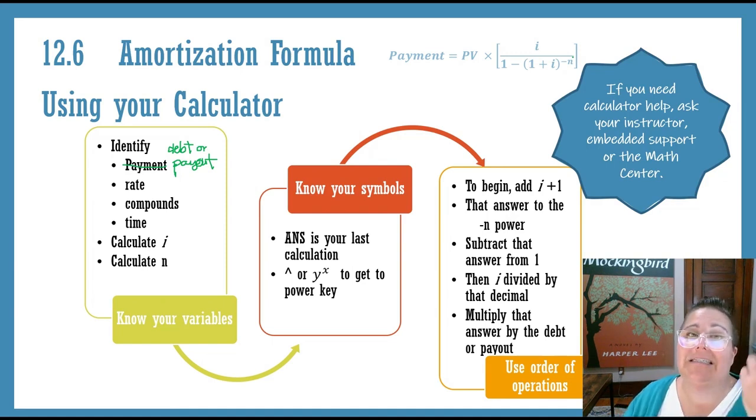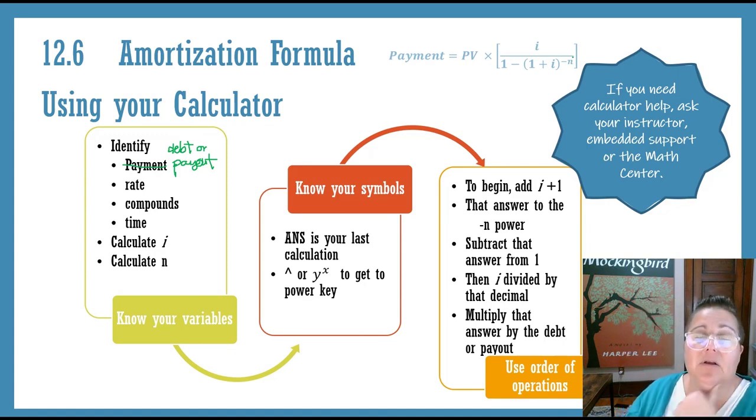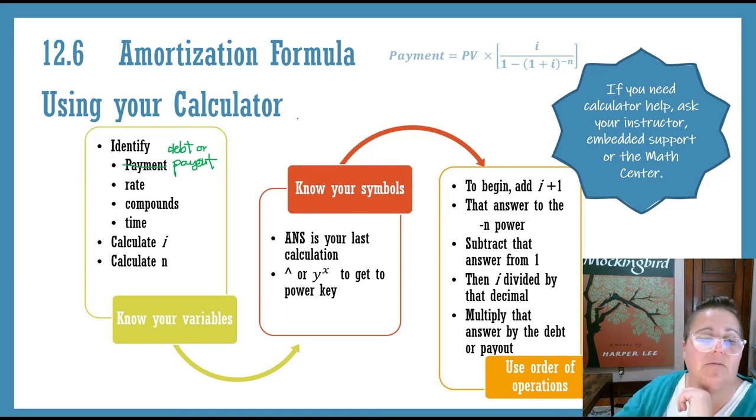Now, you will need to take your I value and divide it by that last long decimal, the 1 minus 1 plus I to the negative n. Once you hit enter, what you've got is what's inside your brick, right? Now you need to take that and multiply it by the present value of the account.